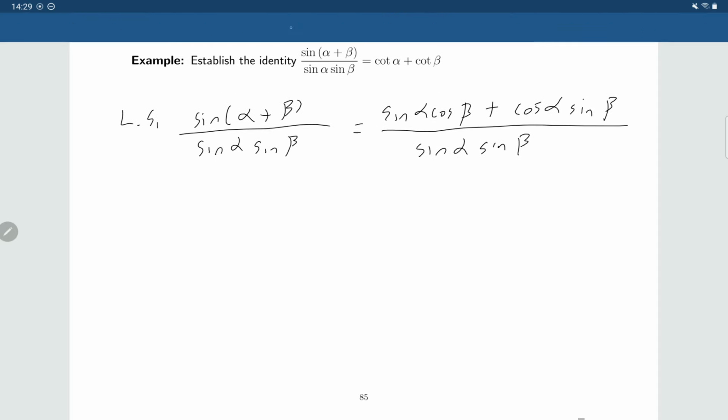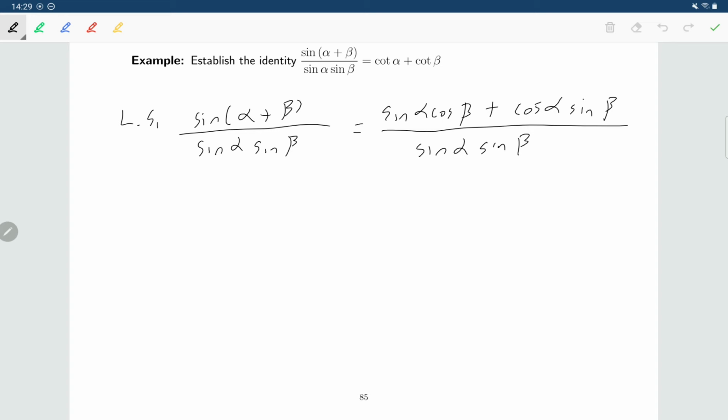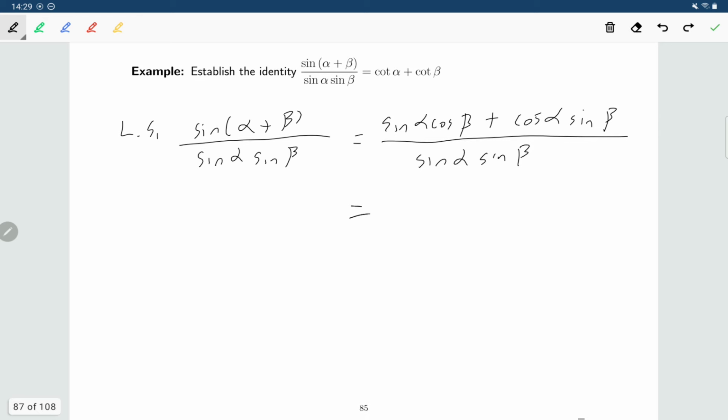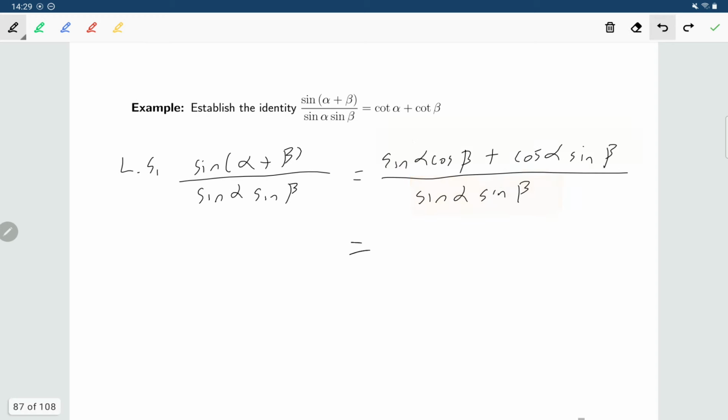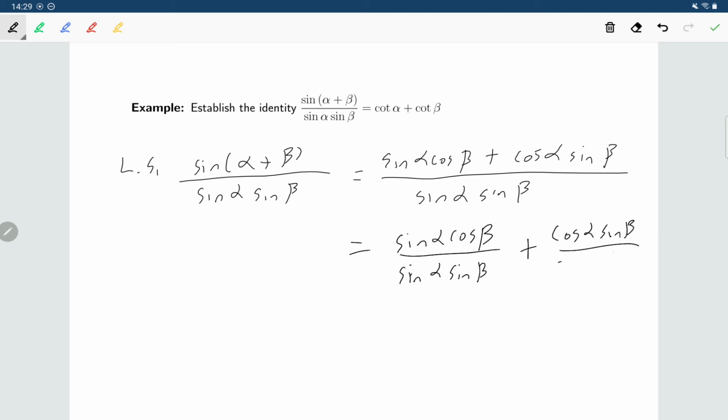Okay, so what we're going to do now is the opposite of usually what we do. Normally when you have two fractions, you put them together to make one. Here we're going to do kind of the opposite. We have one fraction and we're going to split it into two, because you've got two things in the numerator all over the same denominator. So that's the same thing as the first term in the numerator over that denominator plus the second part of the numerator over that denominator.